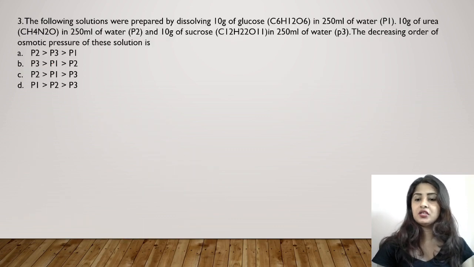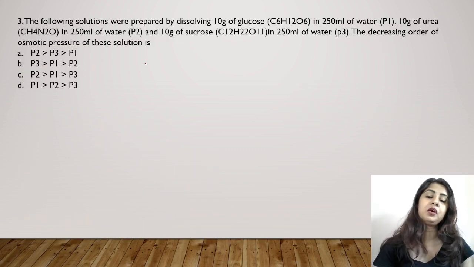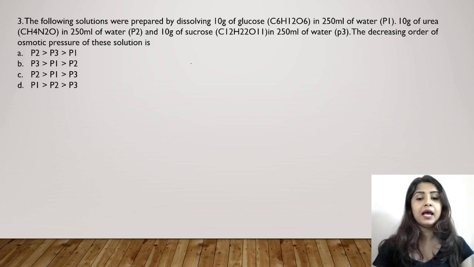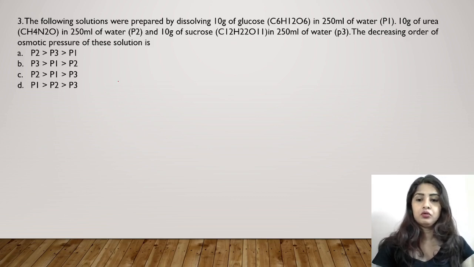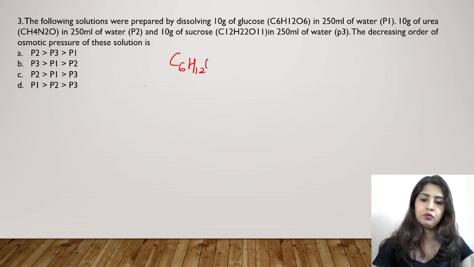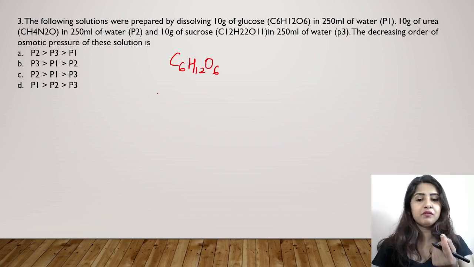So the third question is: the following solutions were prepared by dissolving 10 gram of glucose. This is the formula of glucose, in 250 ml of water, and P1 is the pressure given. So we got to know that we have glucose, C6H12O6. So this is a simple trick.